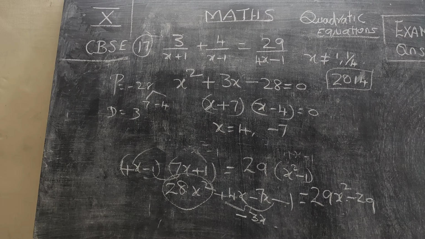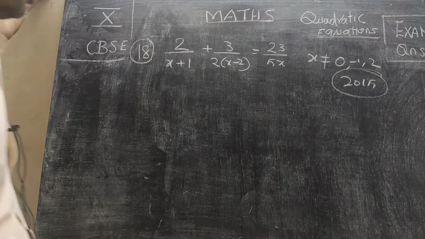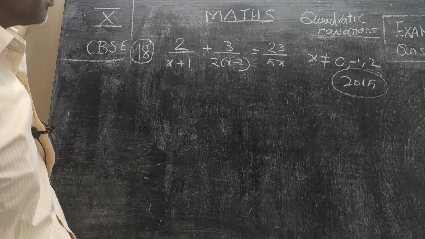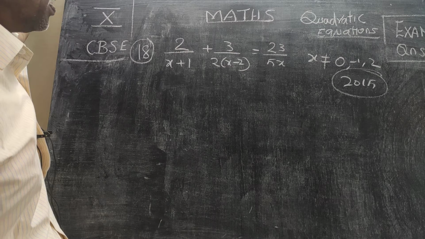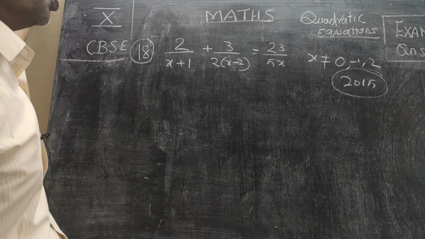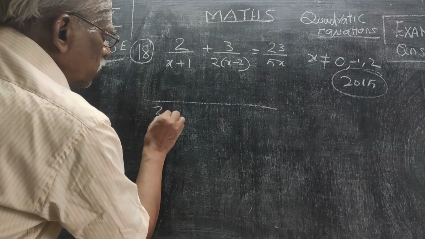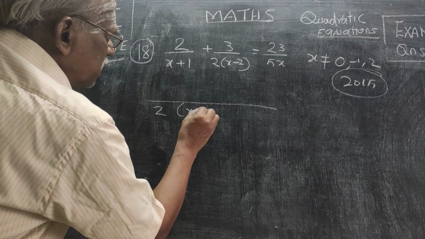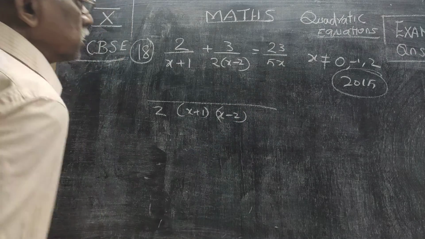Now I go to question number 18. Question number 18 is on the board. 2 by something plus 3 by something equal to 23 by something, where x is not equal to 0 and minus 1 as well as plus 2. Let us take LCM. 2 will be there and the remaining thing x plus 1 and x minus 2.